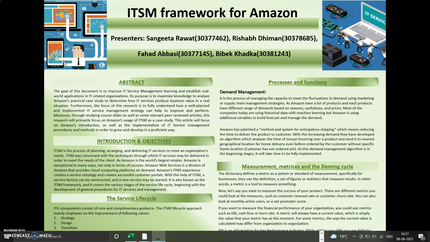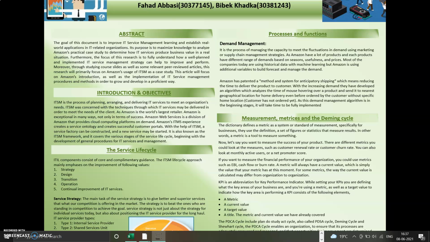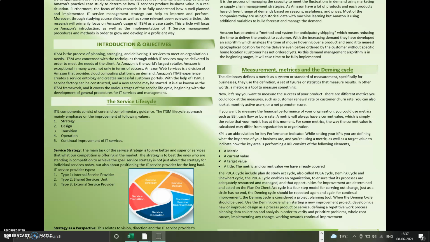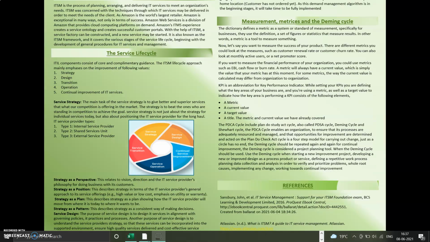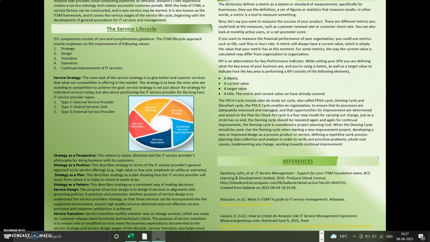This is Rishabh and I will be presenting the service lifecycle. The service lifecycle basically includes 5 major steps. The first one is the service strategy. The second one is the service design, followed by service transition. The fourth one is service operation, and the last one is CSI, which stands for continual improvement of IT services. I'm gonna briefly discuss all of these.